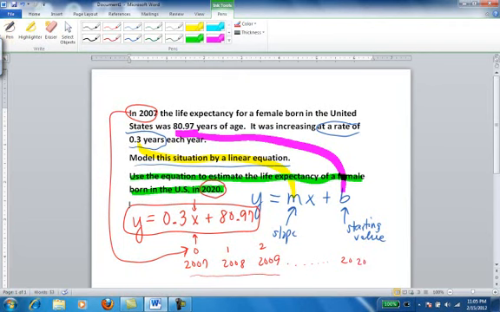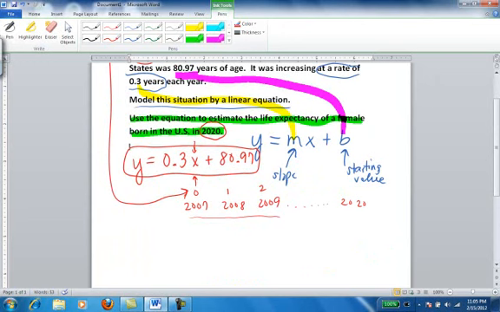You can do that much more easily by subtracting 2007 from 2020. If you do that, you end up with the number 13. Again, 0 goes with 2007, 1 goes with 2008, 2 goes with 2009, 3 goes with 2010. If you did it that way, you'd end up with the number 13 going with 2020.